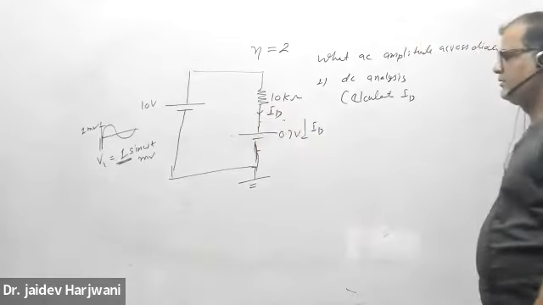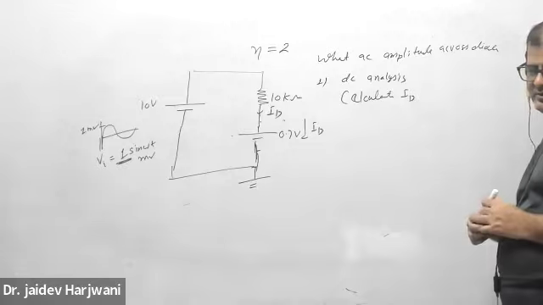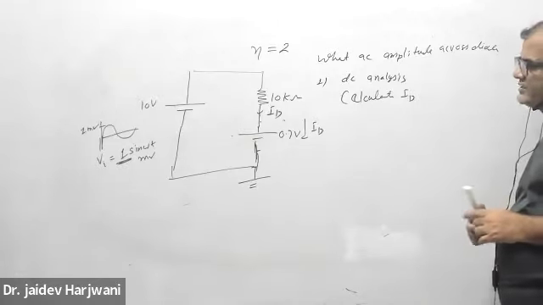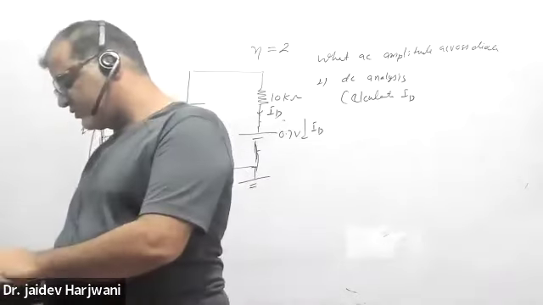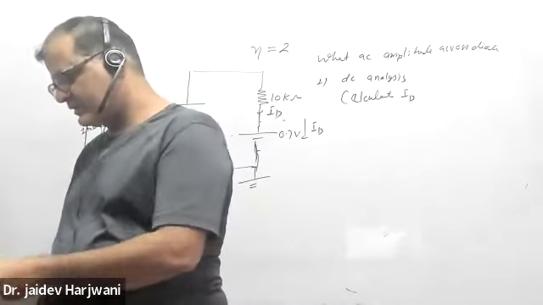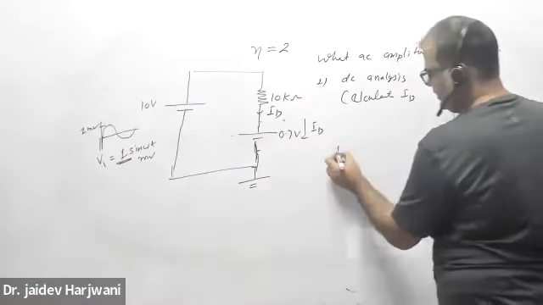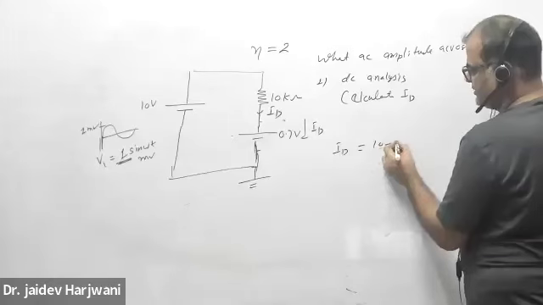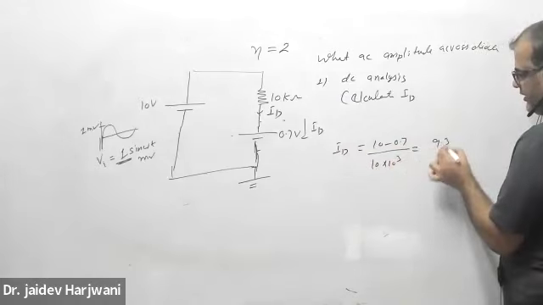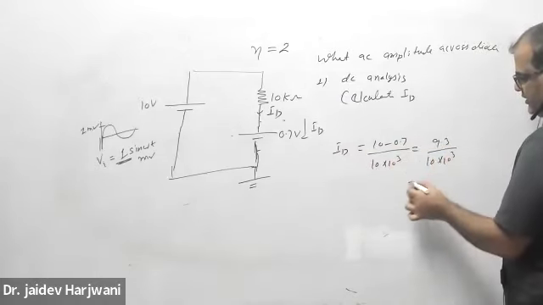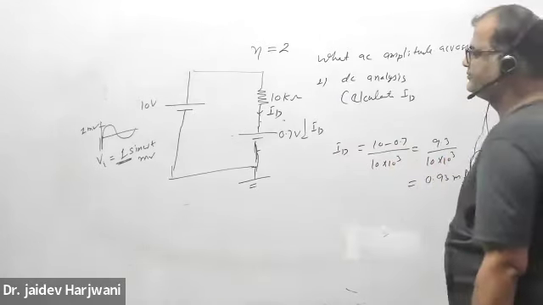Sir, just 1 minute. ऊपर में आपने क्या लिखा है? What is AC amplitude across diode. Okay. So now, what is ID in the circuit? What is the diode current flowing through the diode? 9.3 upon 10 kilo. So ID will be 10 minus 0.7 divided by 10 kilo ohm. That is 9.3 upon 10 raised to power 3, that is 0.93 milliampere. Yes or no?